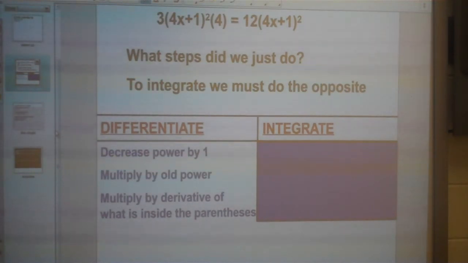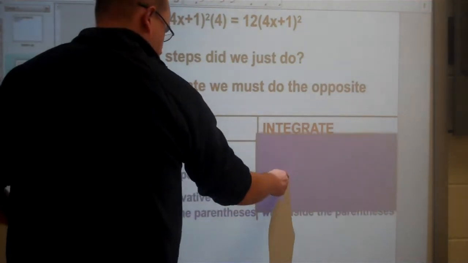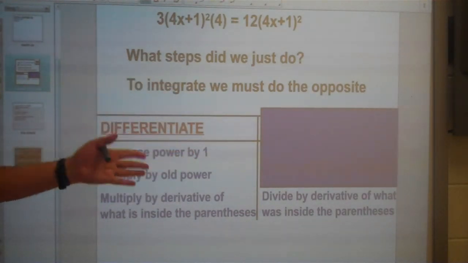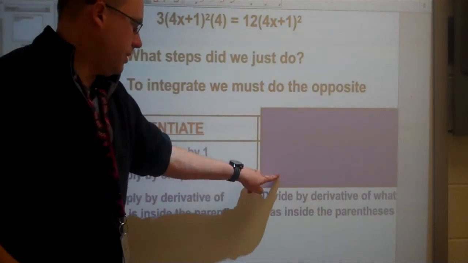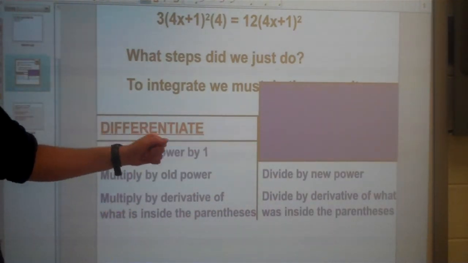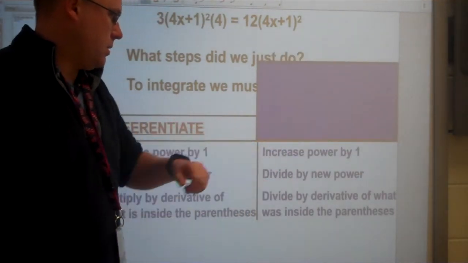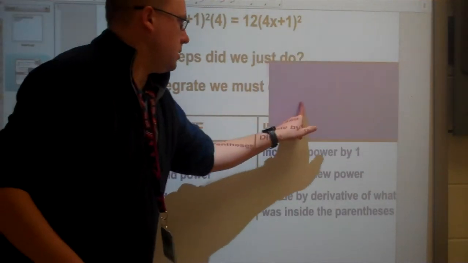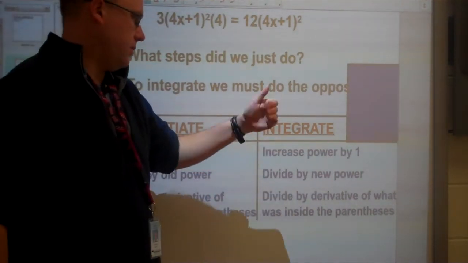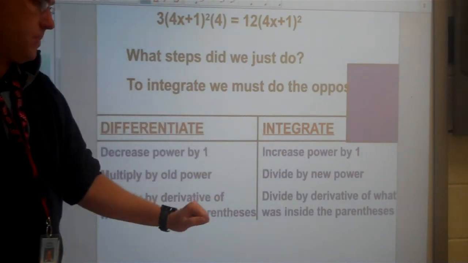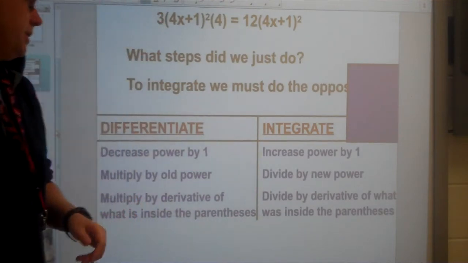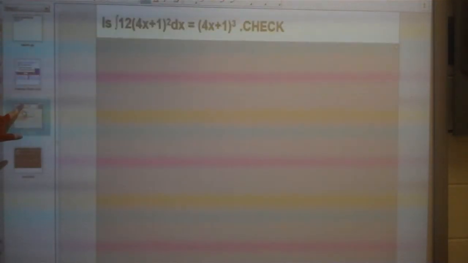So if we integrate, we need to do the opposite of all those things. So instead of multiplying by the derivative, we're going to divide by the derivative. Instead of multiplying by the old power, we're going to divide by the new power. And instead of decreasing the power by 1, we're going to increase the power by 1. So we just got to remember the extra step. The extra step we're going to do for these questions is, because we did all this stuff before, increase the power by 1, divide by the new power, is this part. Instead of multiplying by the derivative, we've got to divide by the derivative of what's inside the parentheses.